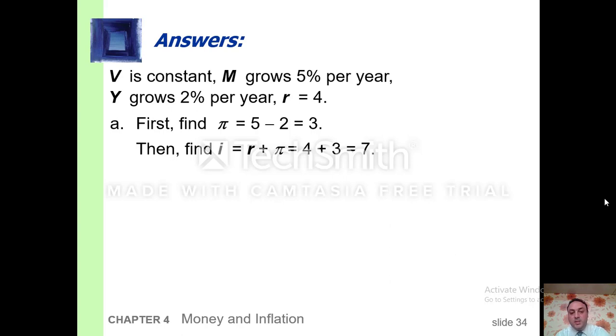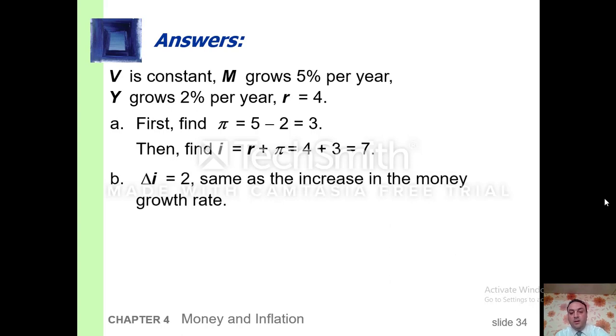So the inflation rate will be 7 minus 2, so it will be 5, and the nominal interest rate will be 4 plus 5, so it will be 9 instead of 7. So the change in the nominal interest rate will equal 2. So it is the same as the increase in the money growth rate. As we see in the question, it's supposed that the money supply increased by 2%. So we find that the change in the nominal interest rate will also be 2, which is the same as the increase in the money growth rate.